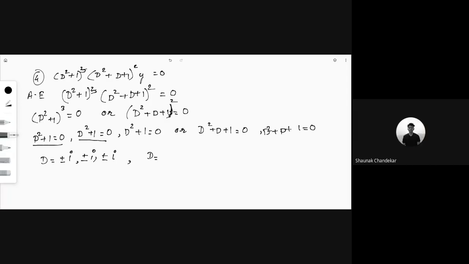The roots are minus 1 by 2 plus minus under root 3 by 2 i. And this is also repeated twice. You have d square plus d plus 1 two times, right? That will be minus 1 by 2 plus minus under root 3 by 2 i. So i is repeated 3 times. Minus 1 by 2 plus minus root 3 by 2 i is repeated 2 times.